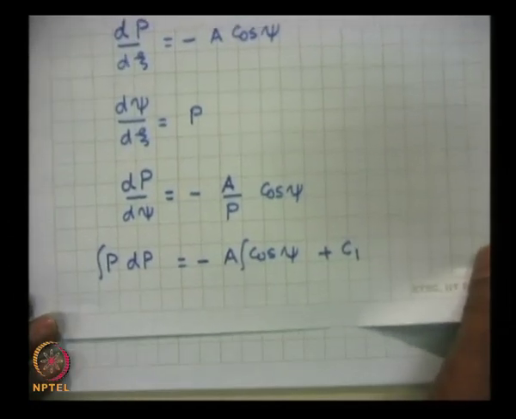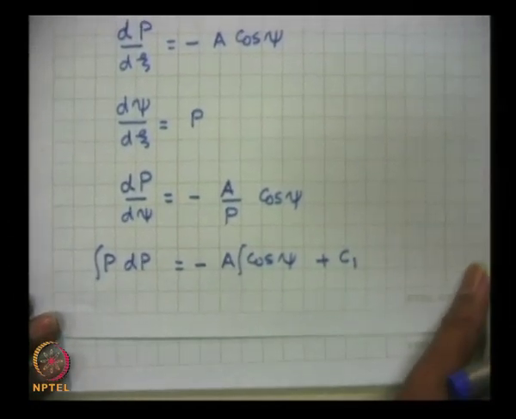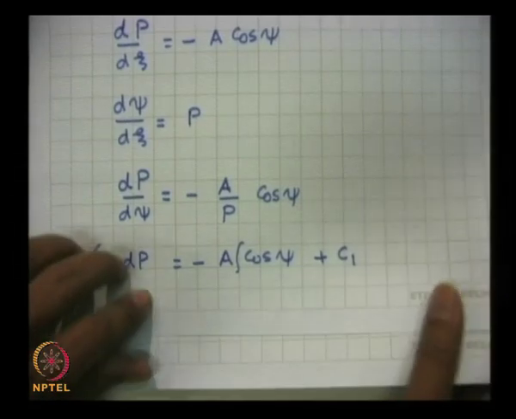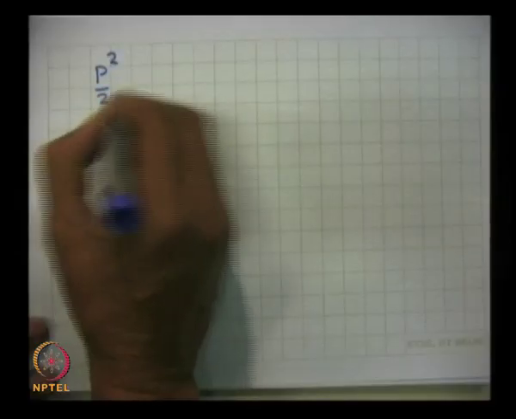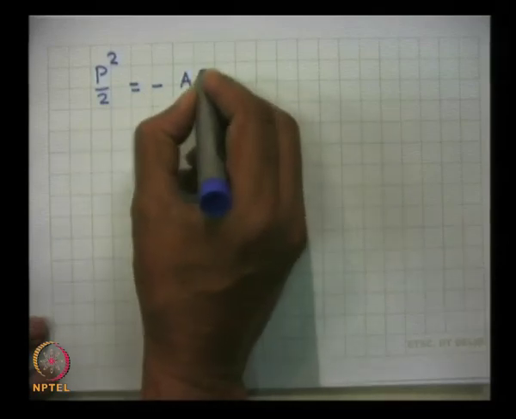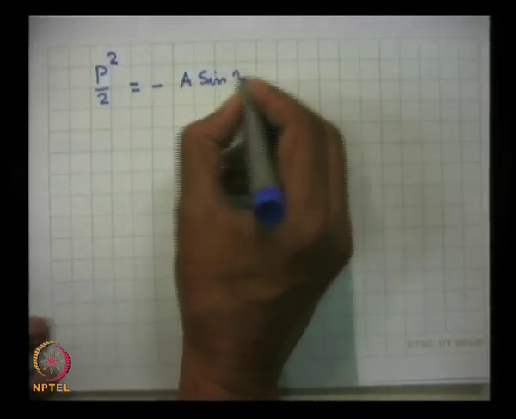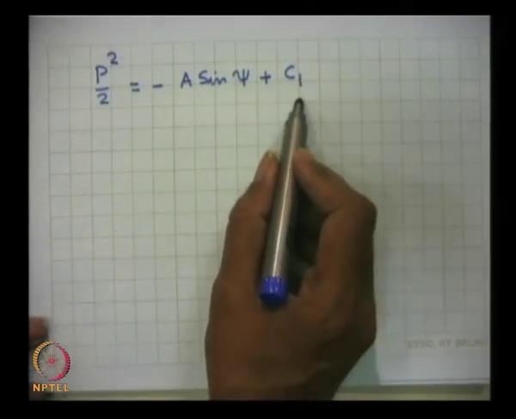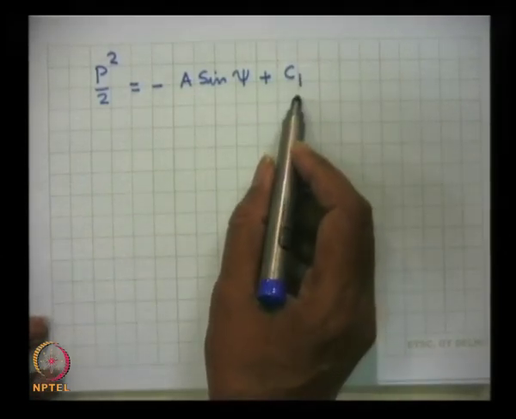Once you integrate this, this becomes P square by 2. So, let me write this equation as P square by 2 is equal to minus A sin psi plus C1. C1 is a constant of integration, and it can be determined in terms of the initial values of P.